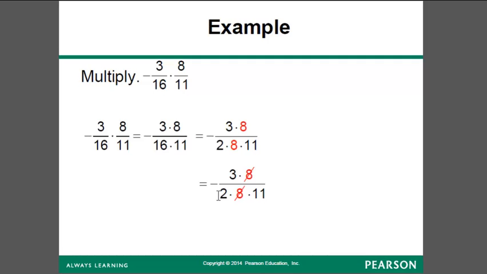This is very important. We do not want to leave out our negative sign. My 8's are now canceled, and I'm left with 3 on the numerator and 2 times 11 on the denominator, leaving me with a negative 3/22.